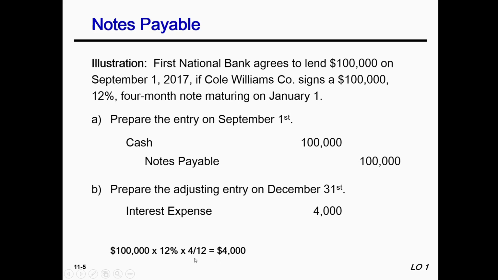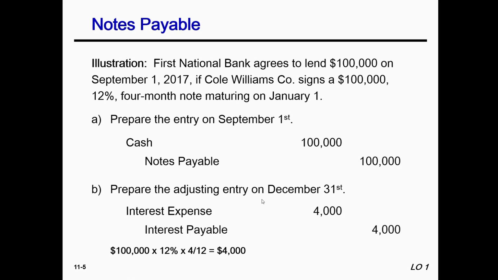And by simplifying this calculation, we will get an interest amount of 4,000. So what we are going to record is interest expense 4,000. We are not paying now. Kole will pay it on January 1st along with the payment of the note. So it will become interest payable.